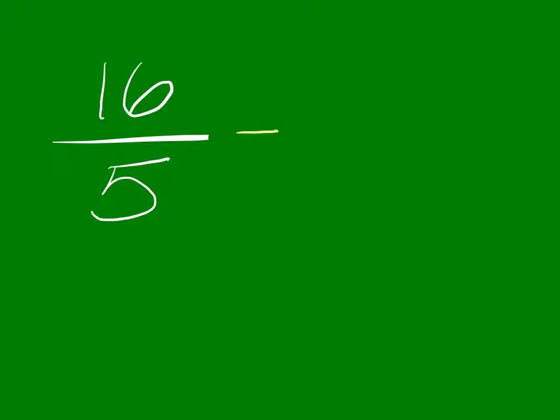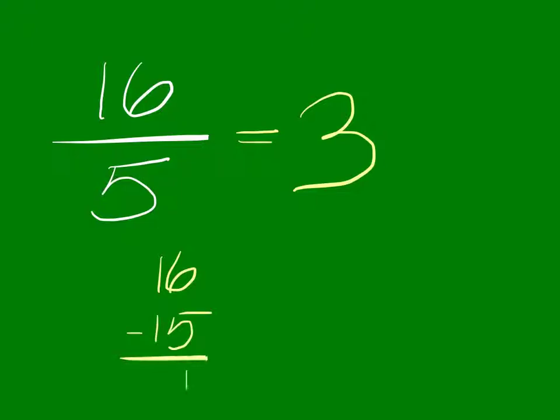On the practice problem, 5 goes into 16 3 times. 5 times 3 is 15. You have 1 left over.